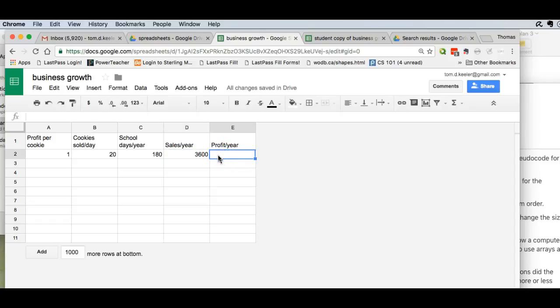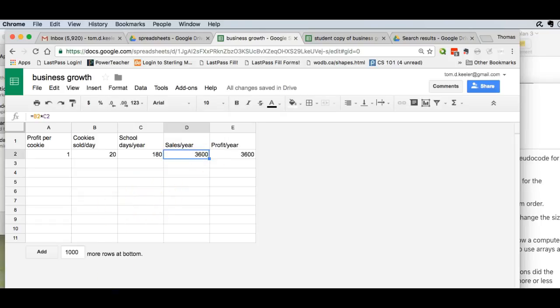So we'll say whatever is in A1, we'll multiply that. So we say D2 times A2. Okay. So how much we sell by how much profit we make on each one. Okay, so you'll have a different amount, but $1 makes it easy. So we're saying, okay, we're going to multiply these two things together. How much we make from each unit, how many units we'll sell, and we'll get our profit. Okay. So we say, okay, that's our profit per year.